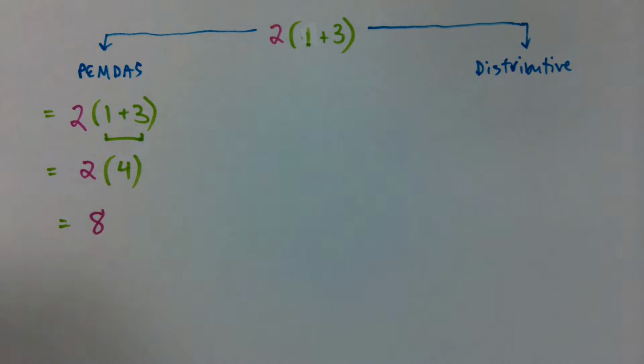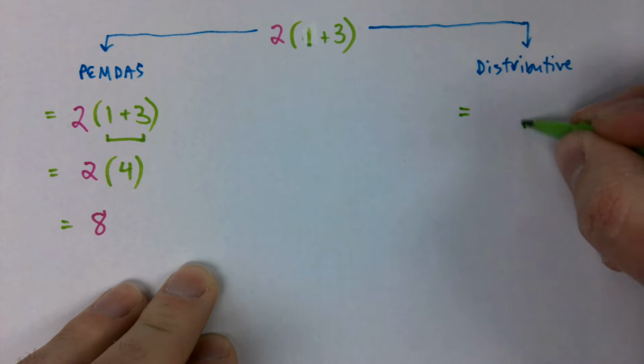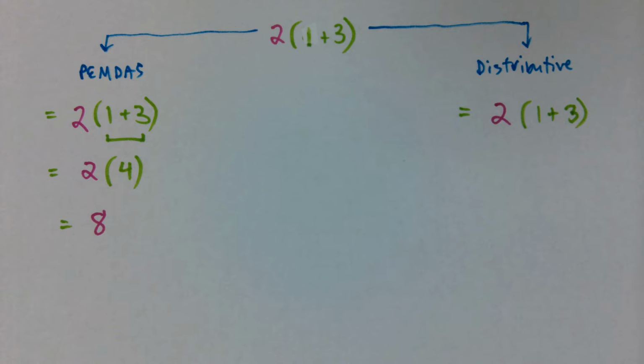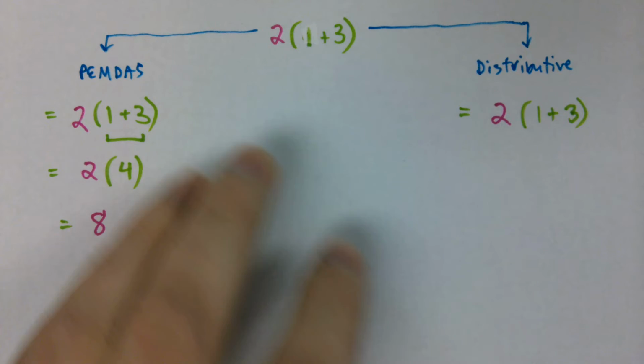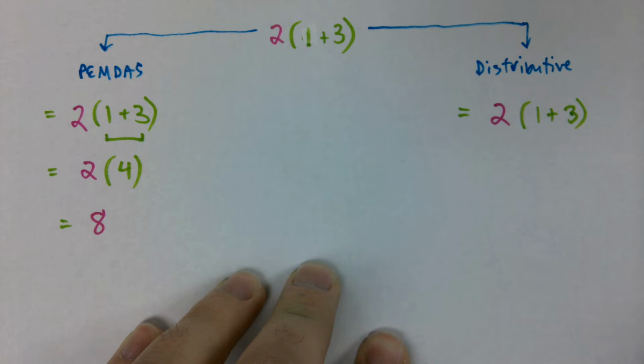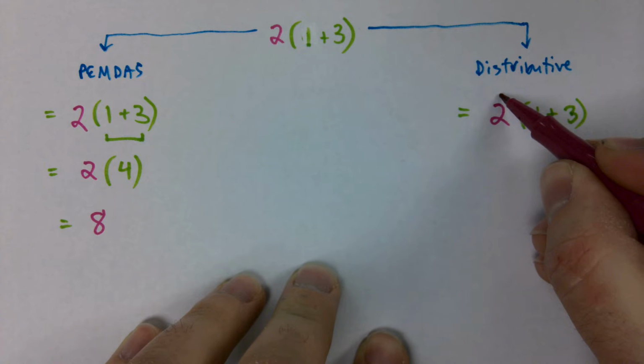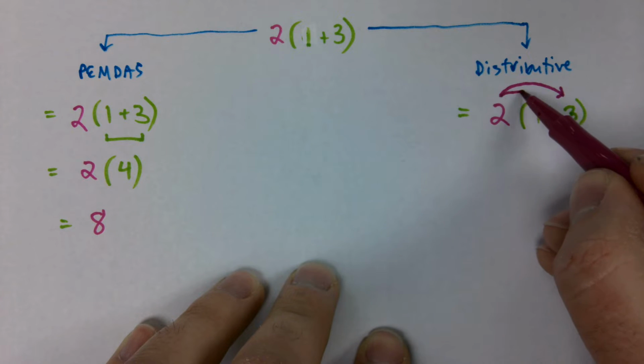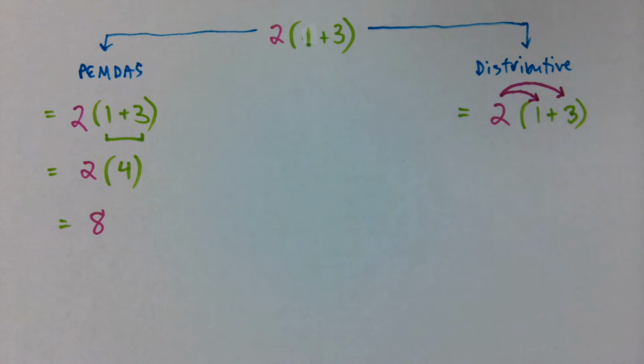Good. Now let's see the same expression. 2 times 1 plus 3. And let's distribute. Here's how we're going to represent distributing. Distributing. I don't know. That's a really hard word to say. We're going to draw a little arrow from the 2 and point it at the 3. And we're going to draw a little arrow from the 2 pointing at the 1. Right? Does this look familiar to anyone now? Yeah? Okay, good.